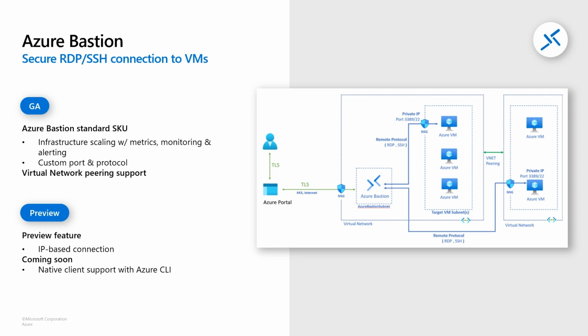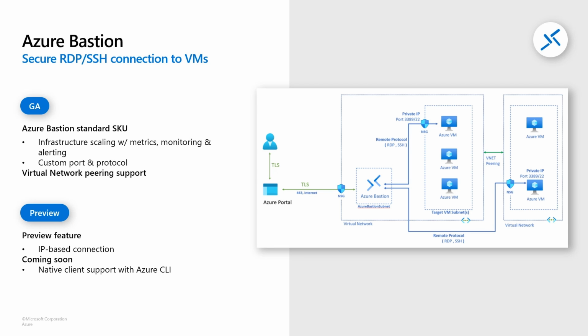And then additionally, VNet peering support is something we've supported for a while. The reason I'm bringing it up here again is that it pieces together that idea of global connectivity that I'm going to continue to talk about throughout the presentation today. Additionally, there are some exciting preview features and even coming soon features that we're excited to announce. One of those is IP-based connection. This is by far one of my favorite features, and I'm going to deep dive into this in a little bit.